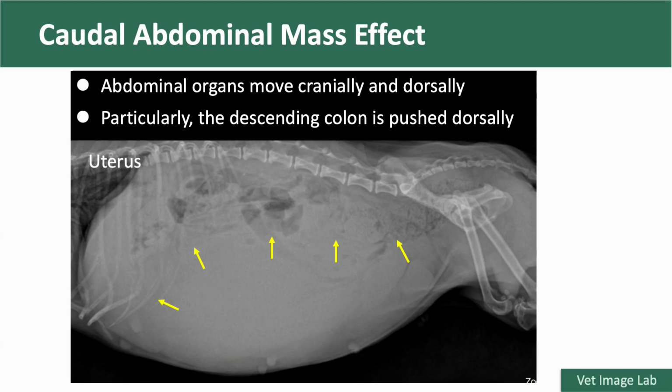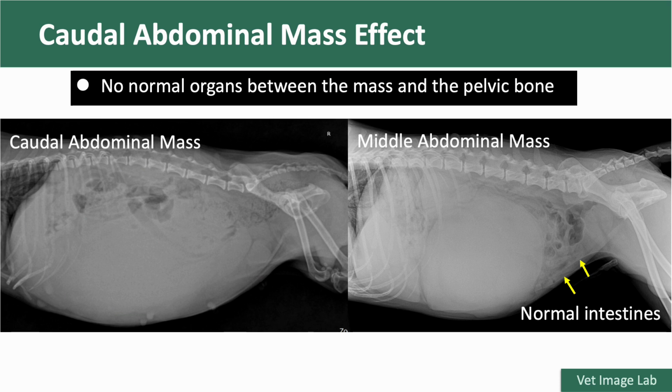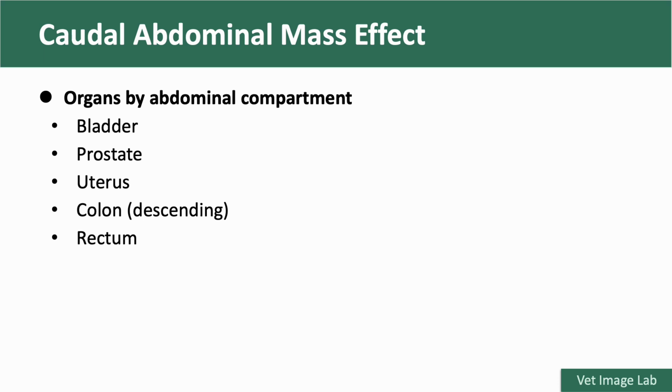Let's move on to caudal abdominal mass effect. Masses in the caudal abdomen tend to push surrounding structures cranially and dorsally. One of the most important signs is dorsal displacement of the descending colon. Unlike middle abdominal masses, you will not see normal intestinal loops between the mass and the pelvic bone. That's because a caudal abdominal mass tends to push all the abdominal contents cranially. The caudal abdomen includes the bladder, prostate, and uterus. So when you see caudal mass effect, suspect enlargement, or a mass, from one of these organs.